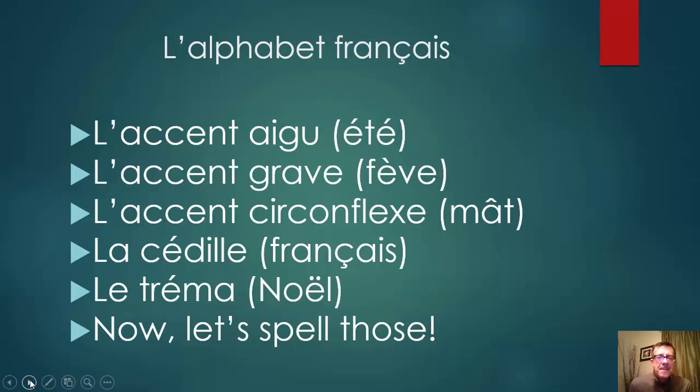Next one, mât, m, a, accent circonflexe, t. Next one, français, would be f, r, like the air we breathe, a, n, c, cédille, a, i, s. Next one, Noël, n, o, e, tréma, l. Good. All right, so that's how you spell words. So you have to call out the letters and say the accent mark right after you say the letter.